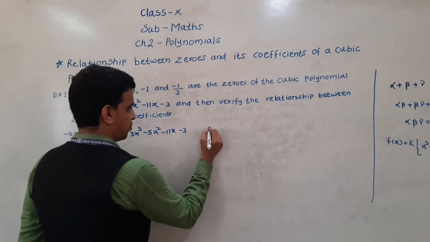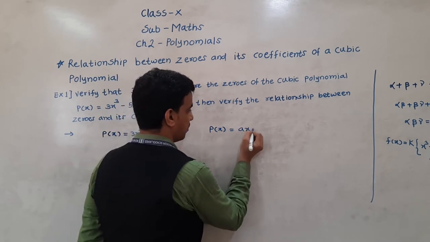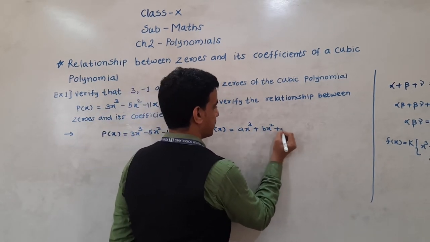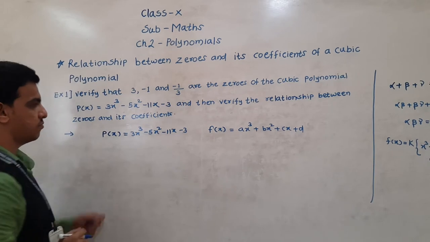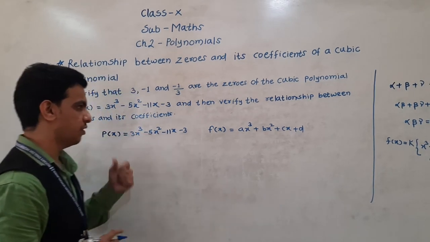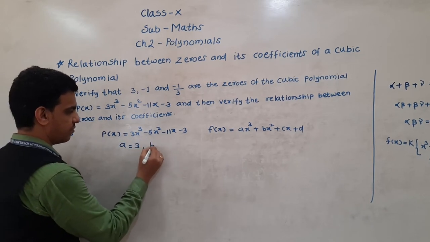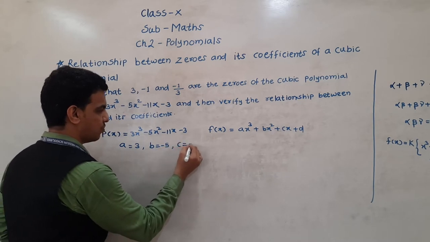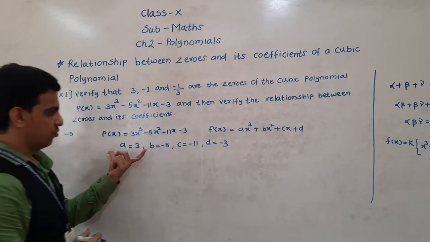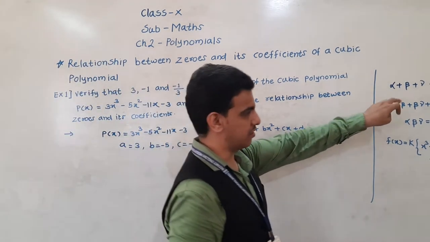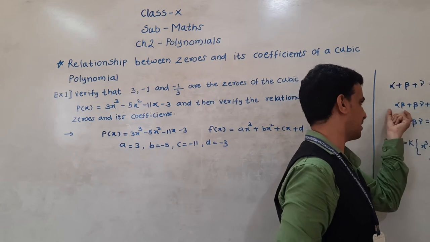Because we know that the standard form of a cubic polynomial is ax cube plus bx square plus cx plus d. If we compare this polynomial with the given polynomial, we can write the values of a, b, c and d. So a is equal to 3, b is equal to minus 5, c is equal to minus 11 and d is equal to minus 3. Now we will verify these three relations. Alpha plus beta plus gamma is equal to minus b by a, then the second relation and the third relation.